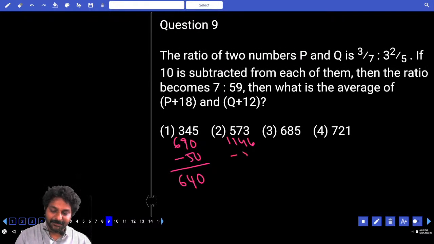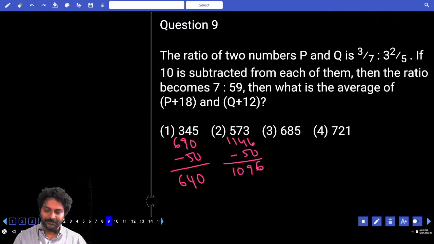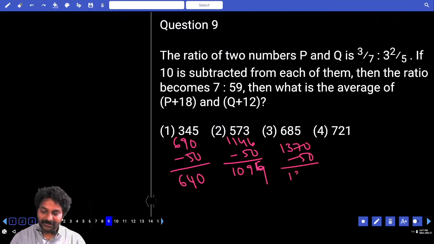1146 subtract 50, 1090, 94. 1094, is it 11 multiple? 2 times of this number, 1370 subtract 50, 1320, is it 11 multiple?